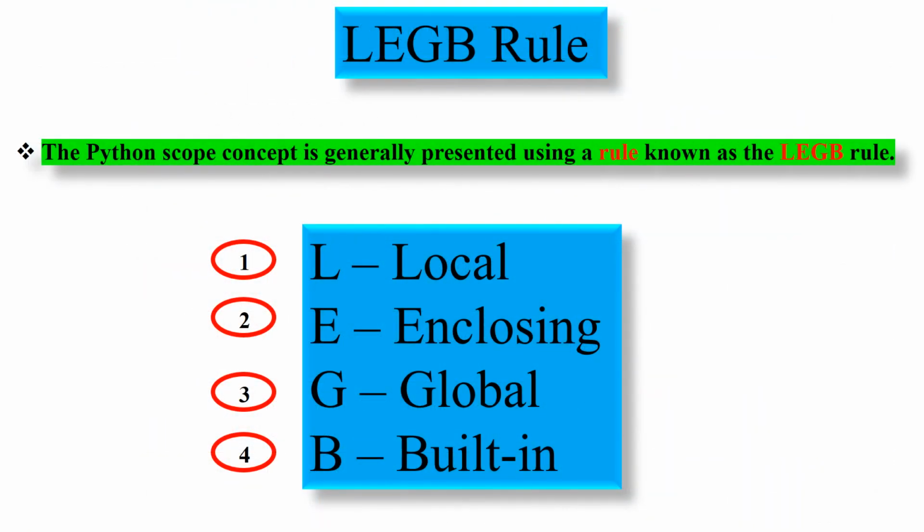The Python scope concept is commonly explained using the LEGB rule, which stands for local, enclosing, global, and built-in. This rule defines the order in which Python searches for a variable name during execution. When you reference a variable in your code, Python follows this order to determine which variable with that name to use.